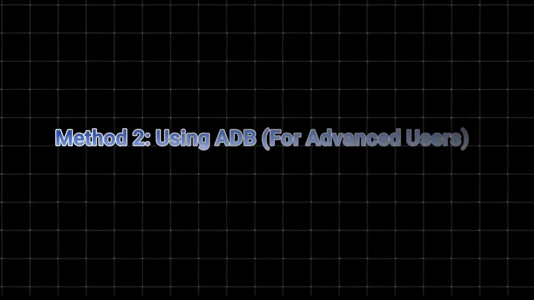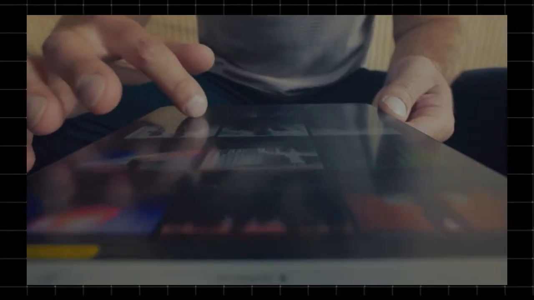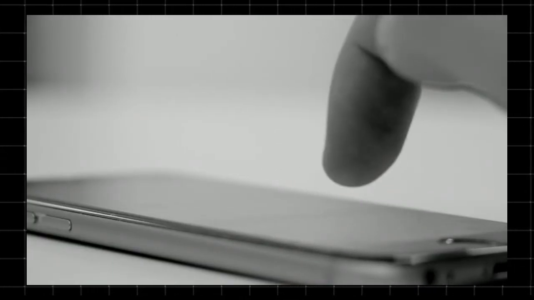Method 2: Using ADB for advanced users. If your device doesn't allow direct uninstallation, you can remove it using ADB commands on a computer. However, this is only recommended if you're familiar with Android debugging.